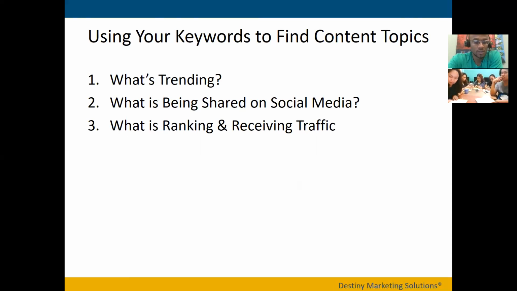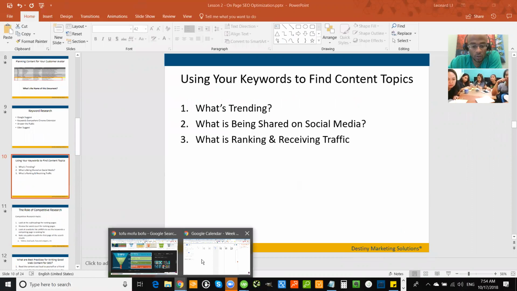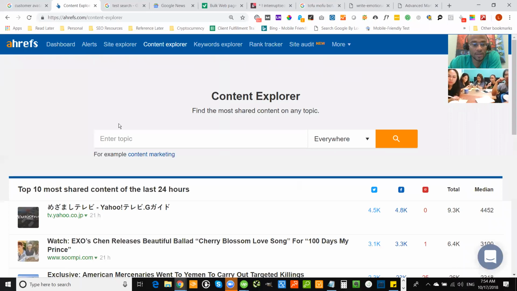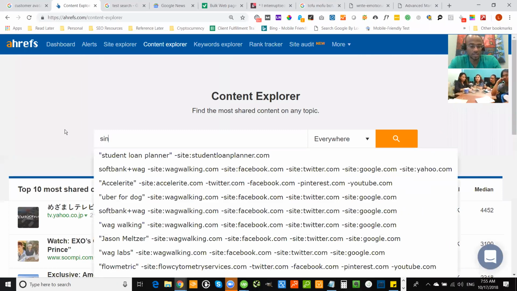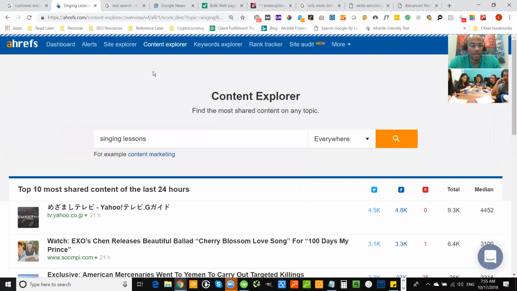So I'm actually going to share my browser here, and we're going to use a tool called Ahrefs. One of your homework assignments is going to be to sign up for a free account, and that should be good enough to get you what you need for the other homework assignments. Let's say our keyword was singing lessons. Once you're in Ahrefs, you want to go to Content Explorer.